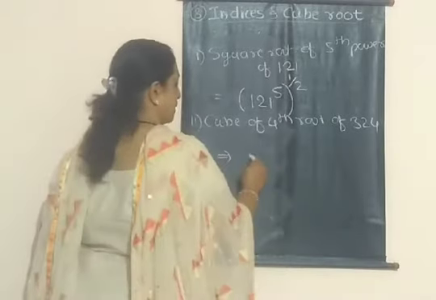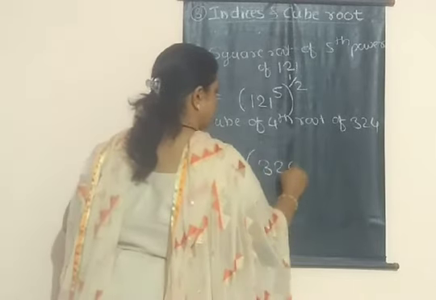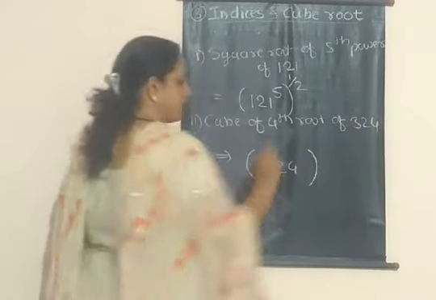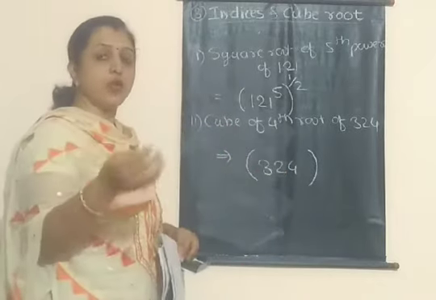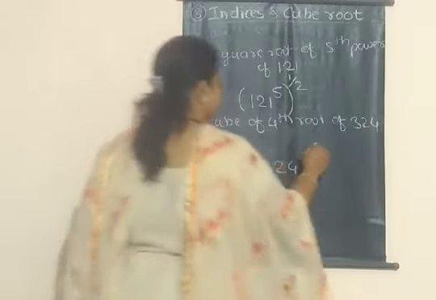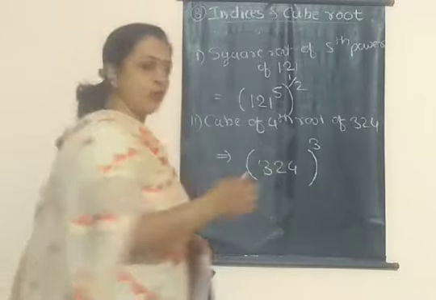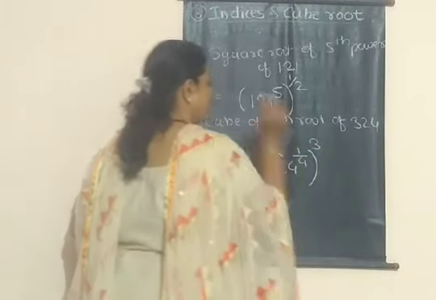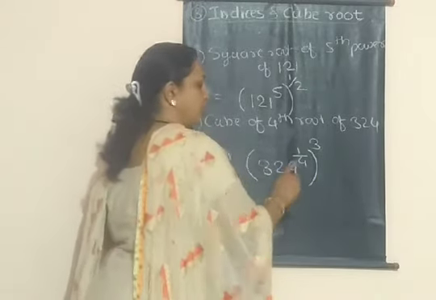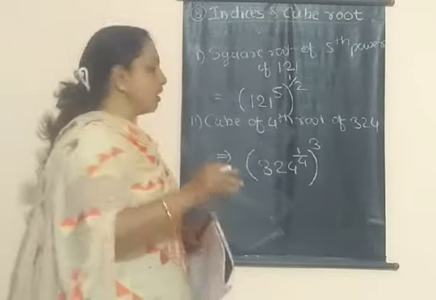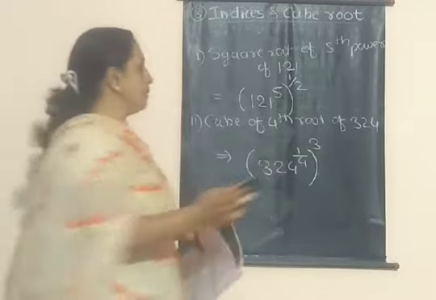Again, first draw the bracket, write 324 inside the bracket, and complete the bracket. Leave some space here, and then start from here. Cube of it means the third power, so write this 3 here. Cube of the fourth root: fourth root means 1 upon 4, so write this 1 upon 4 here. That is the cube of the fourth root of 324. In this manner you can solve the other two remaining questions from practice set 3.2.